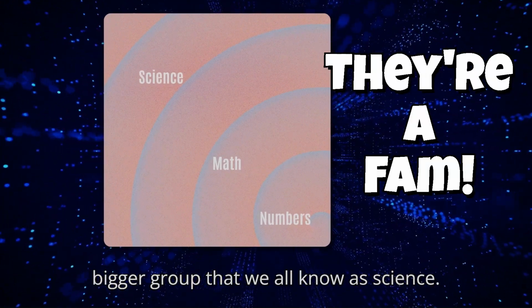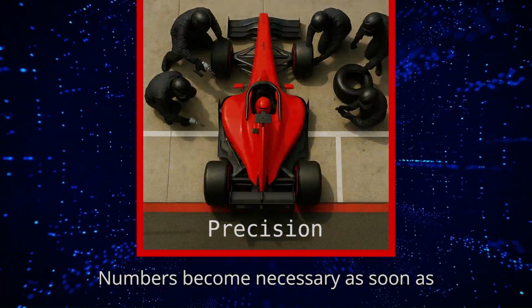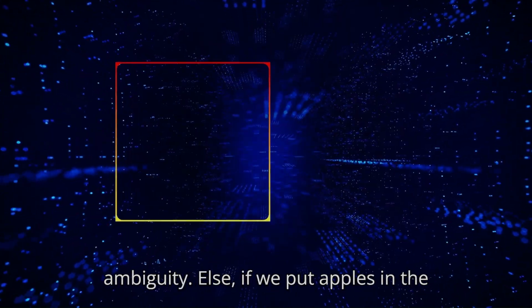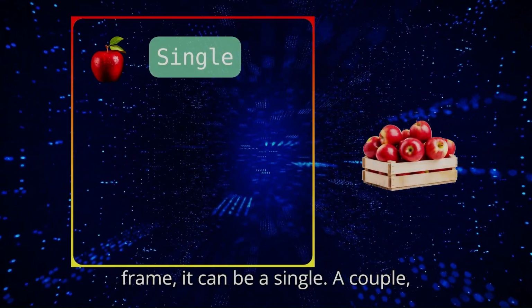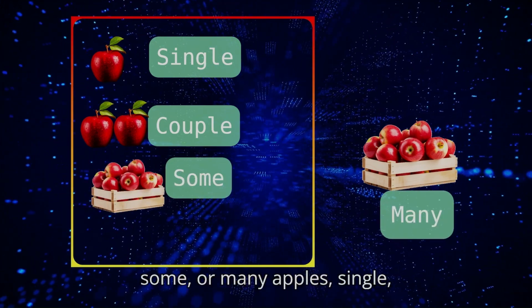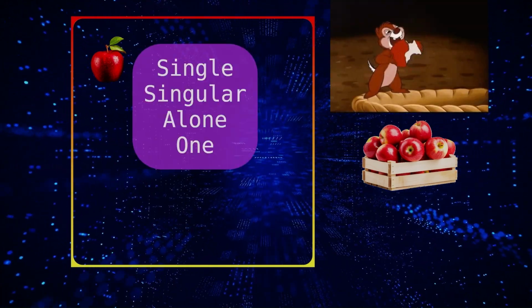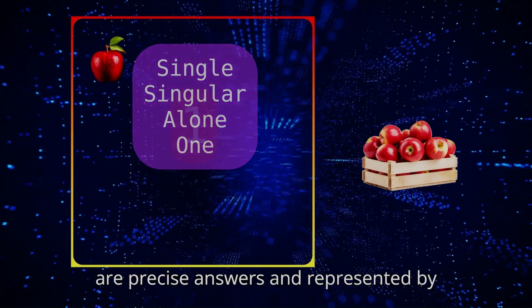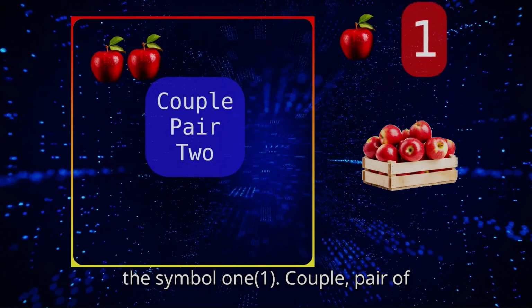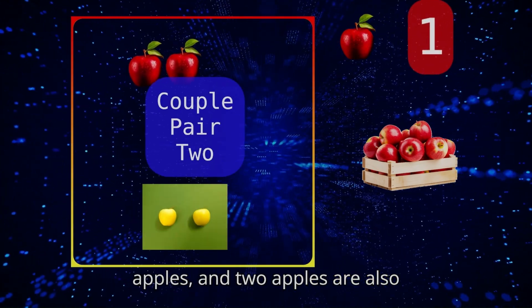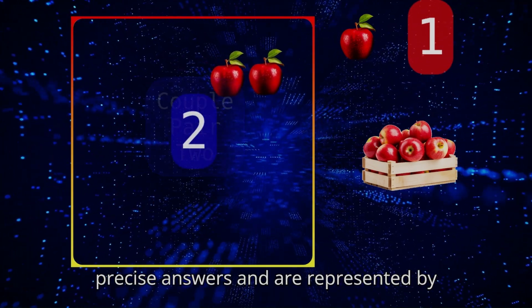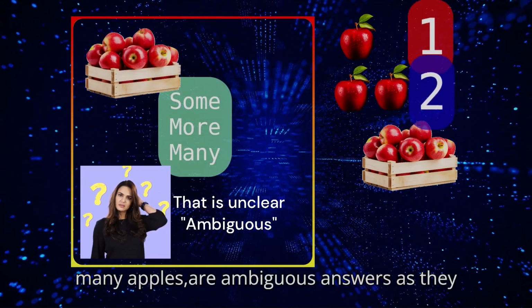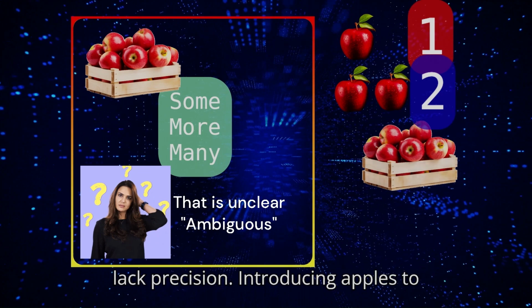Math itself is part of a bigger group that we all know as science. Numbers become necessary as soon as precision matters, and math eliminates ambiguity. Else, if we put apples in the frame, it can be a single, a couple, some, or many apples. Single, singular, alone, and one apple are precise answers and represented by the symbol 1. Couple, pair of apples, and 2 apples are also precise answers and are represented by the symbol 2. While some, more, many apples are ambiguous answers as they lack precision.